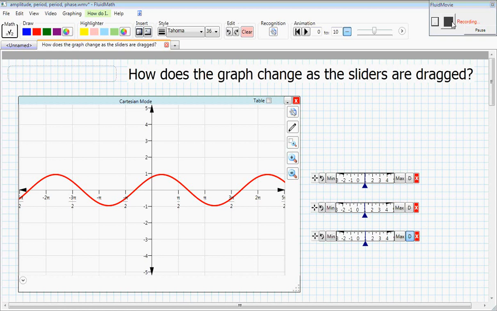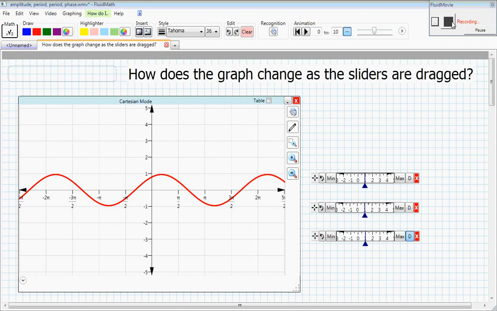Hi, this video is meant to help introduce the kinds of transformations that can be applied to a sine curve. Initially, we're going to show a few graphical examples of the sine curve being transformed, and then we're going to look at the math and its connection to the graph and how changing the math will affect the sine curve graphically.